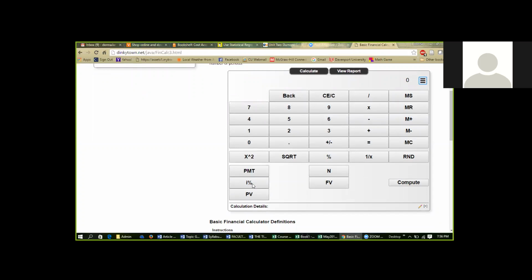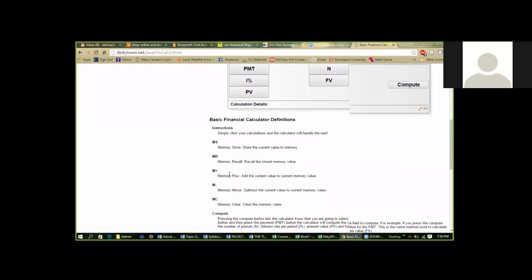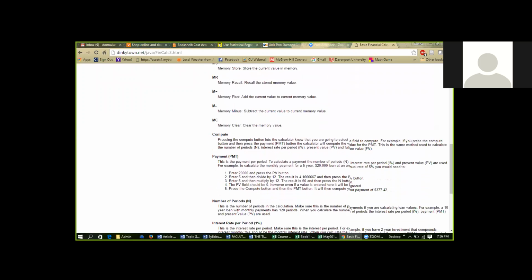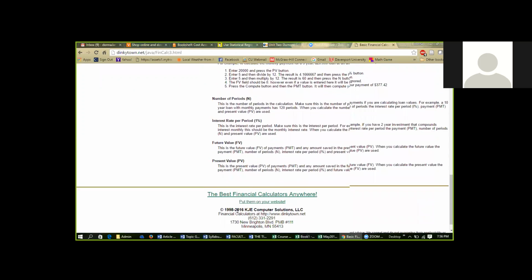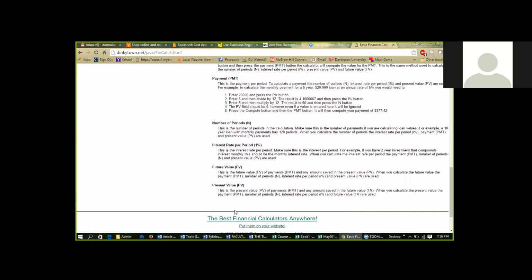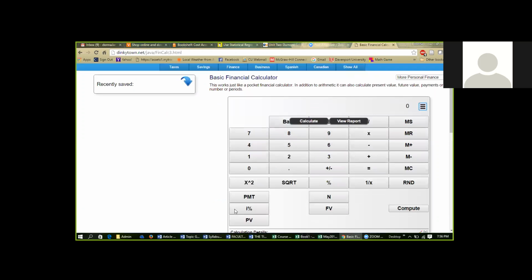PMT, I, percentage, PV, and FV. I know you don't know what that means or how to use it yet. That's okay. Down below are descriptions of what all these buttons are used for. If you need them, the descriptions are there. I hopefully am going to teach you enough that you won't need to go down there and look at things.